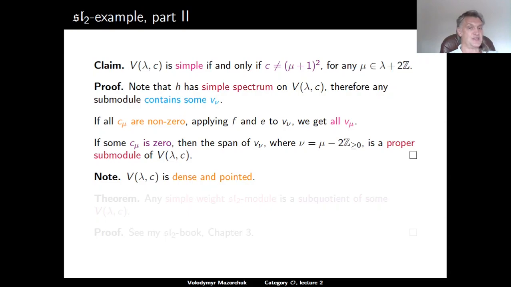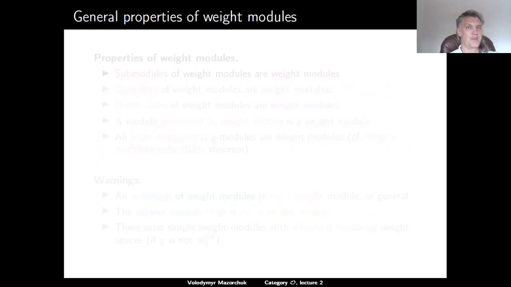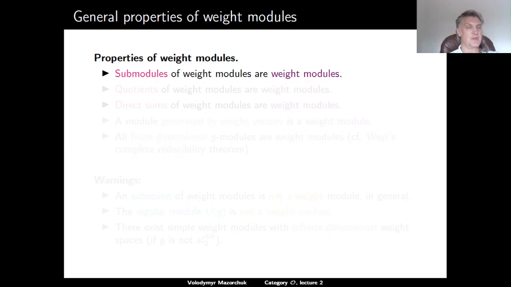So by definition, we see that the module V_λ,c is dense and pointed. And there is a general theorem that any simple sl2 module which is a weight module is in fact a subquotient of some V_λ,c. For the proof, I refer to chapter 3 of my sl2 book. So here are some general properties of weight modules.